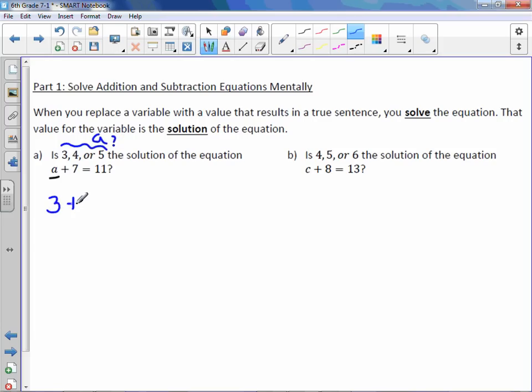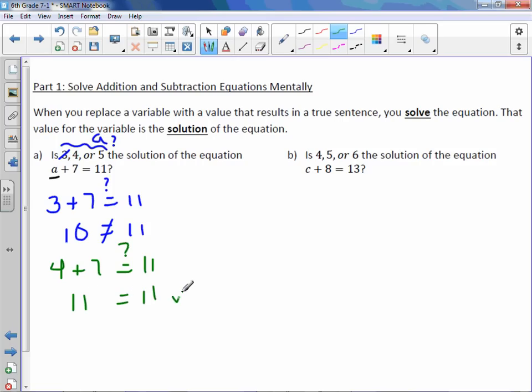So 3 plus 7 equals 11, question mark. 3 plus 7 is 10, and 10 does not equal 11. That means 3 is not a solution. Let's try 4. 4 plus 7 equals 11, question mark. Well, that equals 11. 11 equals 11. So my solution is 4. So a, the variable, represents 4, which is our solution. We don't have to try 5 because we already got our answer of 4.